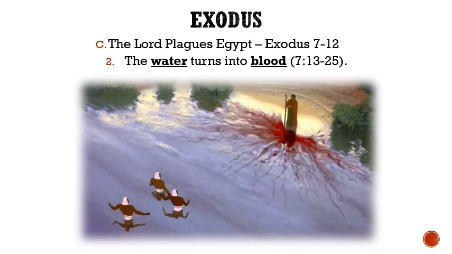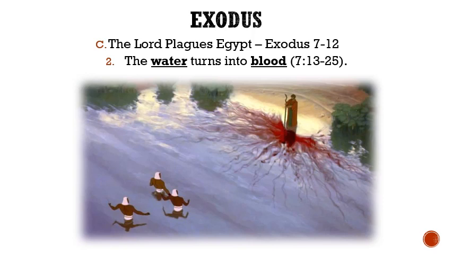Secondly, the water turns into blood. In response to Pharaoh's heart being hardened, Moses smote the waters in the river. Aaron stretched his rod and hands above the water, and it turned into blood, causing the fish to die and the water to stink. Interestingly, the magicians of Egypt were actually able to counterfeit this plague.